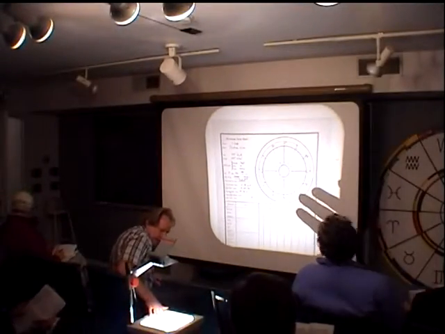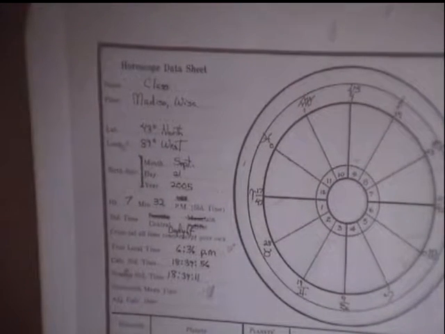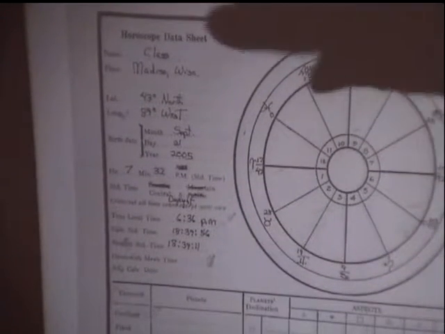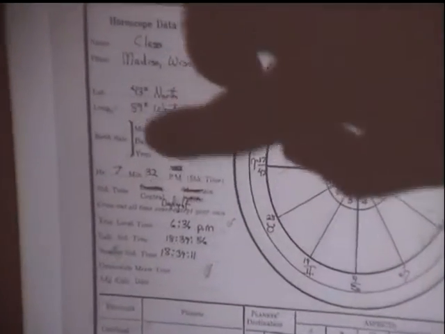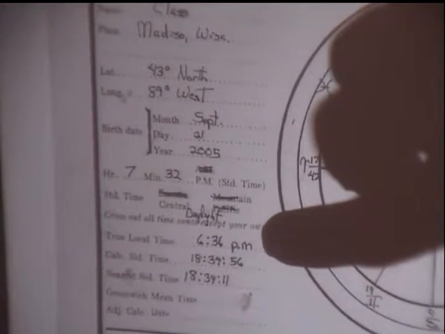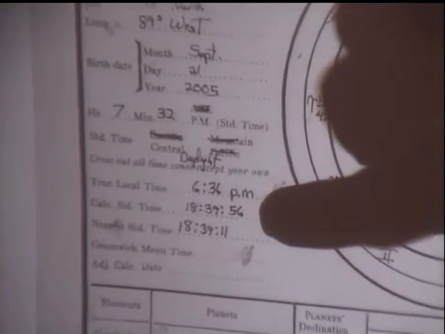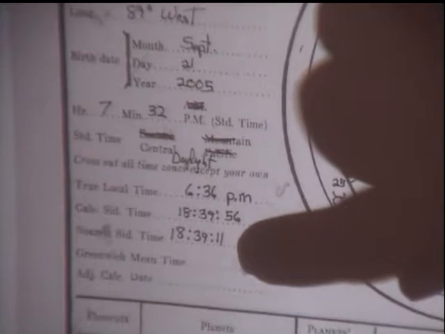Where's the 18? Oh, it's cut off. Well, there we go. And then we just move all of those things to the front. So we should now have this: the time that the clock read, the true local time, the calculated sidereal time, and the closest sidereal time in the book.